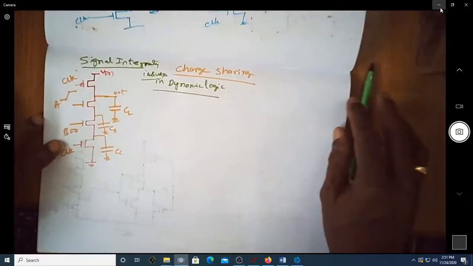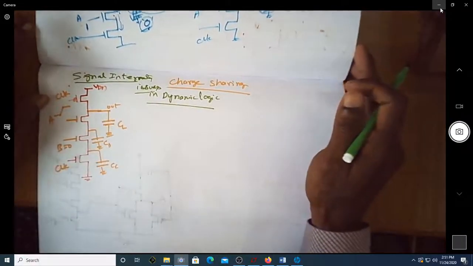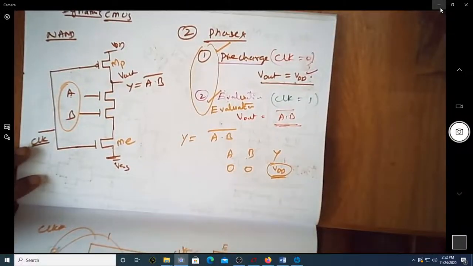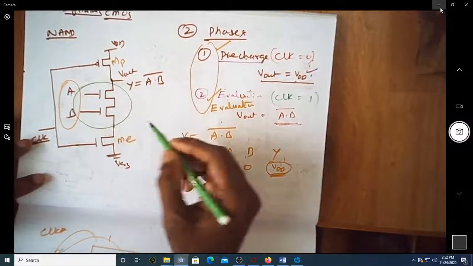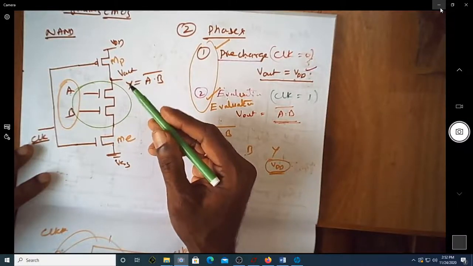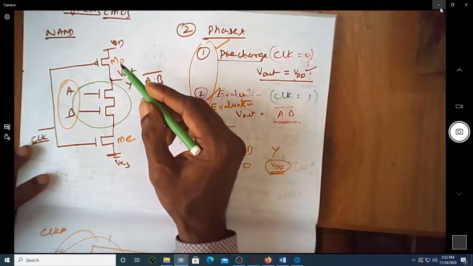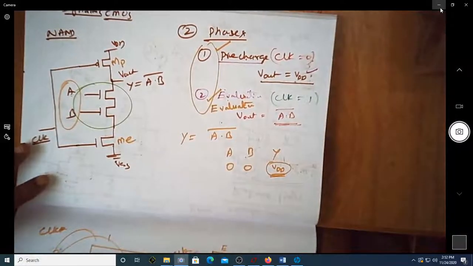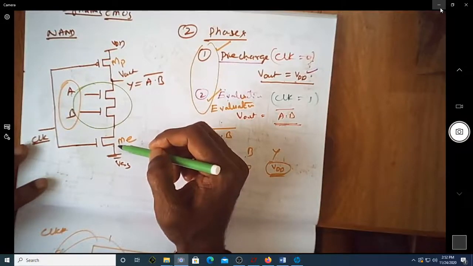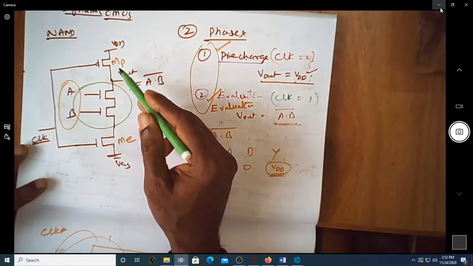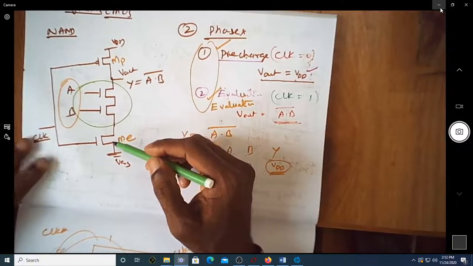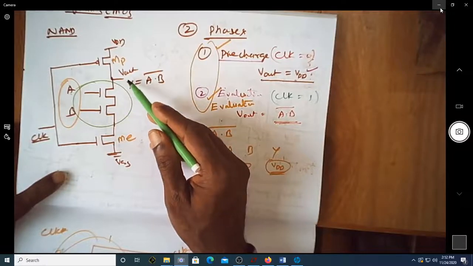Okay, in the previous video, we were talking about some signal integrity issues with dynamic CMOS. Of course, as we know, in dynamic CMOS we have the pull-down logic, which is similar to that of a static CMOS. So to avoid that static power dissipation, when compared to the pseudo NMOS, we have two extra MOSFETs. One is NMOS, the other is PMOS.